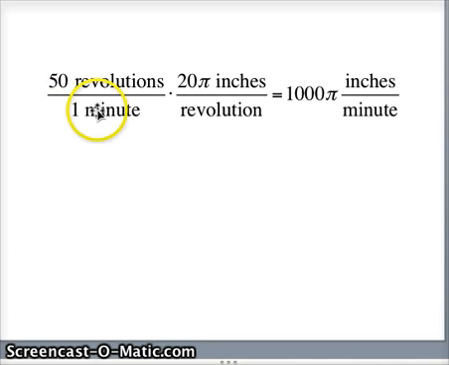So 50 revolutions per 1 minute times 20 pi inches per revolution. This is our circumference. Multiplying that together, 50 times 20 is 1,000 pi. Revolutions cancel, and we get inches per minute. That is our linear speed.